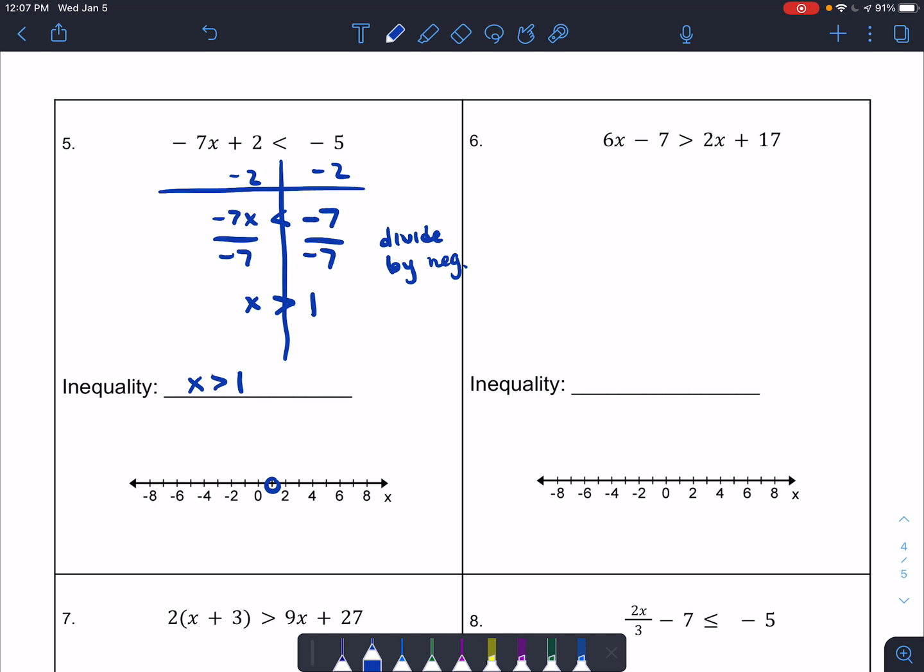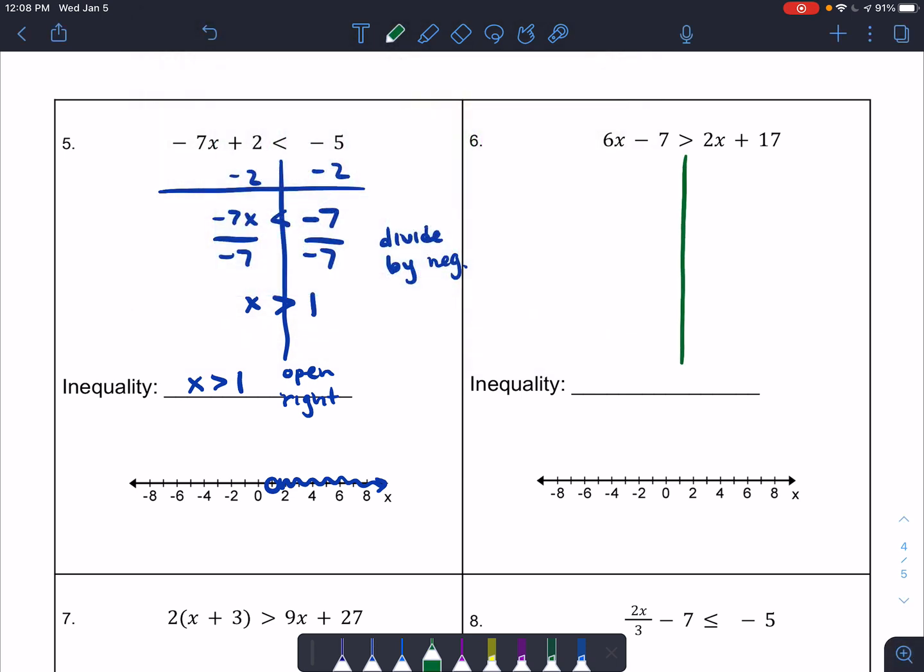Well, I mark 1. I'm open because it's not or equal to, and I'm shading to the right because it's greater than. And so my answer graph would look something like that. All right, let's keep going.